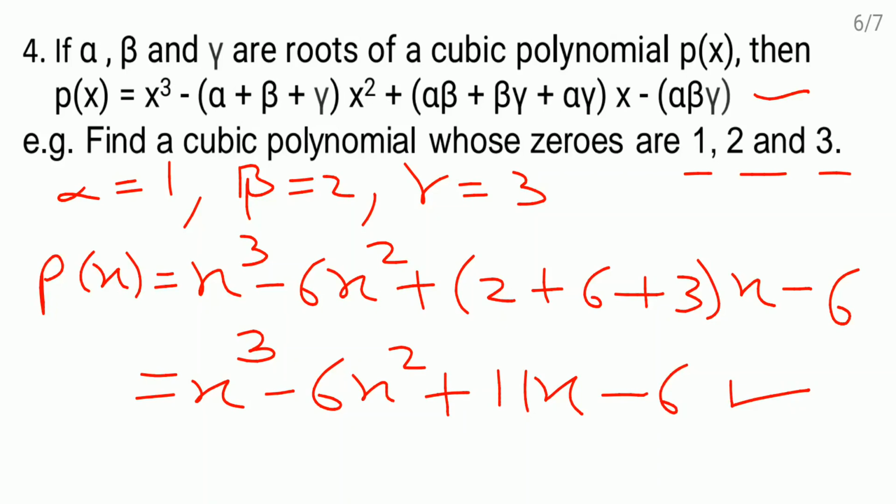Correct? I hope all of you understood this one. The relationship between the zeros and the coefficients, and how to write down the polynomial when they give us the zeros. Correct?